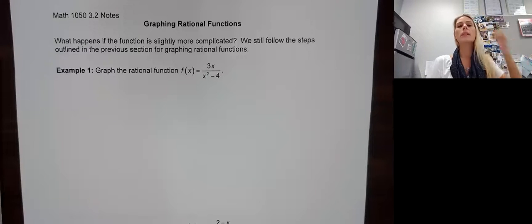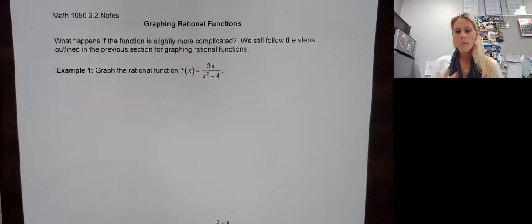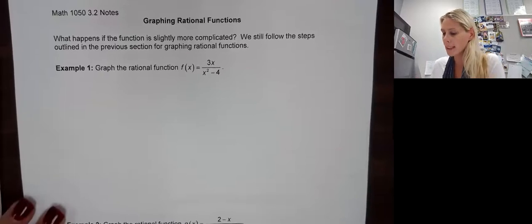Hey guys, so today we're going to do 3.2. We're going to focus on graphing, okay? So this might be a short one, there are so many examples, but it's the idea of graphing, that's it. So let's take these step by step and remember what we need to have.